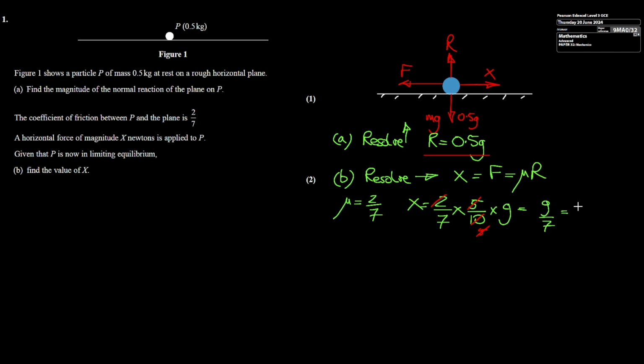If you use g as 9.8, this is simply 9.8 divided by 7. And that's the answer.